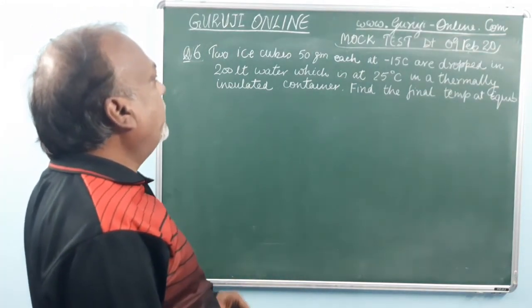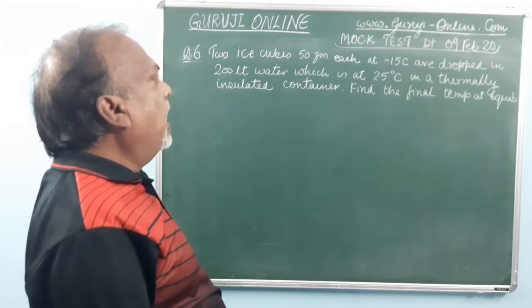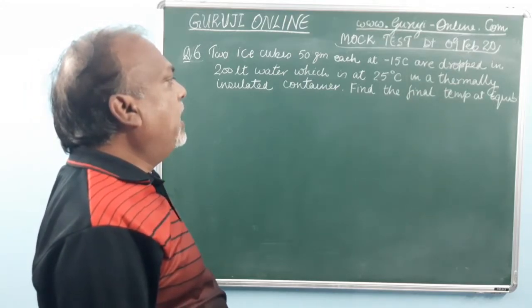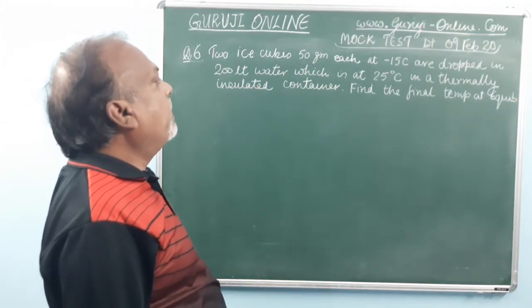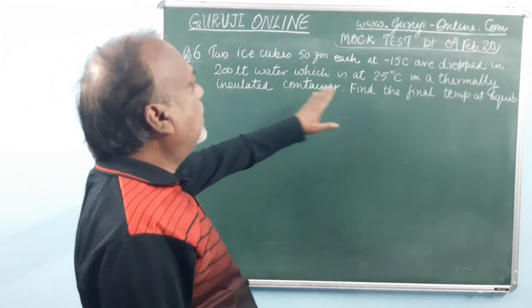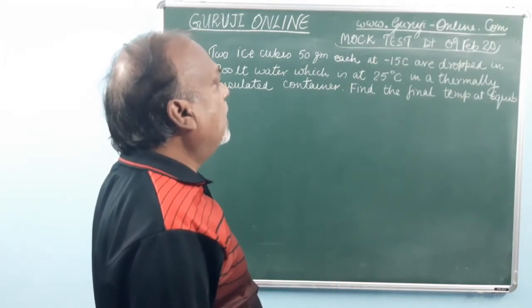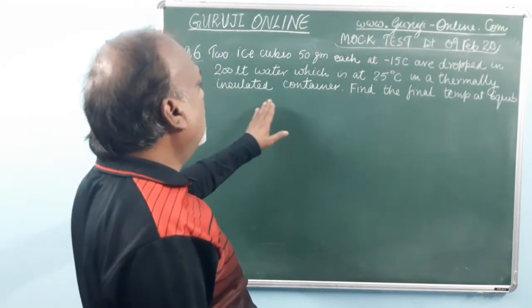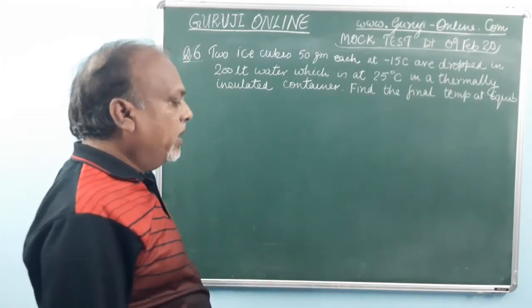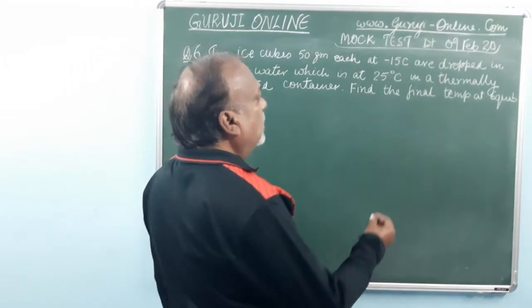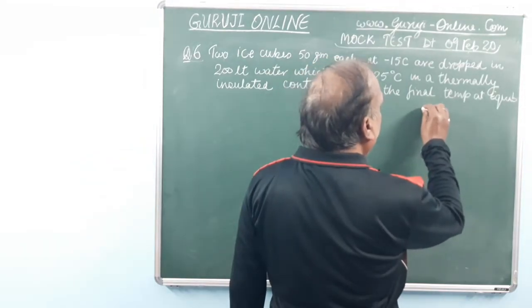Two ice cubes, 50 gram each, at minus 50 degrees centigrade are dropped in 20 liter water, and water is at 25 degrees centigrade in a thermally insulated container. Find the final temperature at equilibrium. So the question is like this.